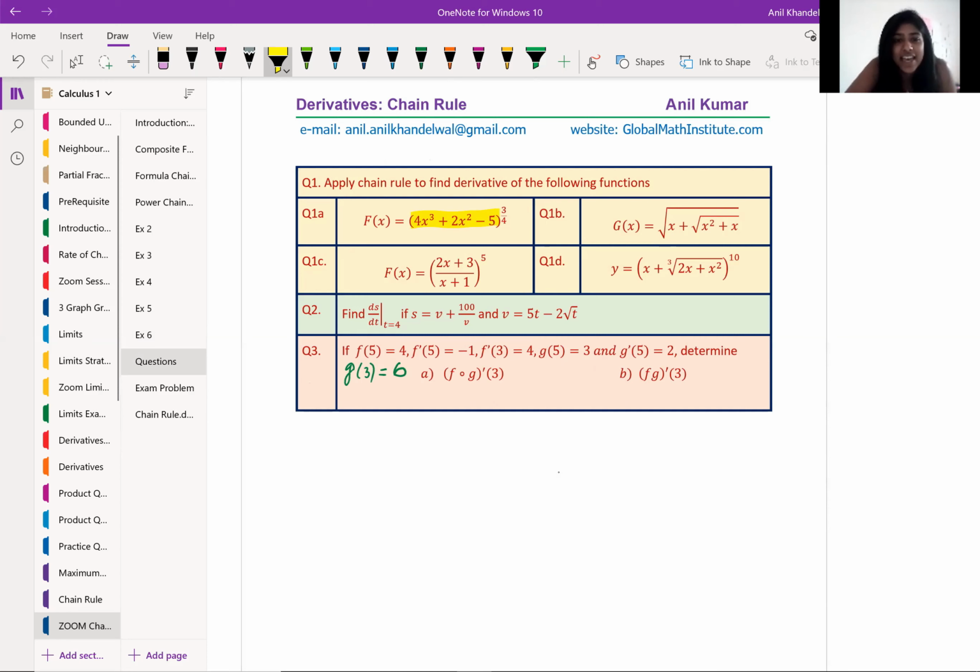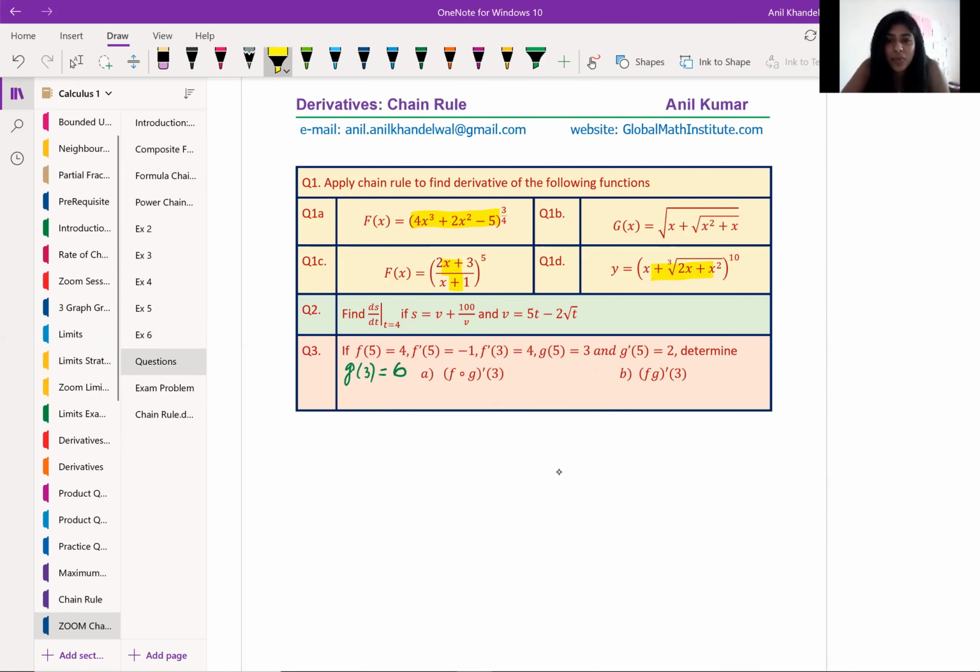Question 1c. f of x equals (2x plus 3 over x plus 1) whole thing to the power of 5. Again, I would use the power rule with the chain rule, the extended one. And then the inside function is a quotient, so you'll apply the quotient rule there. That is correct.